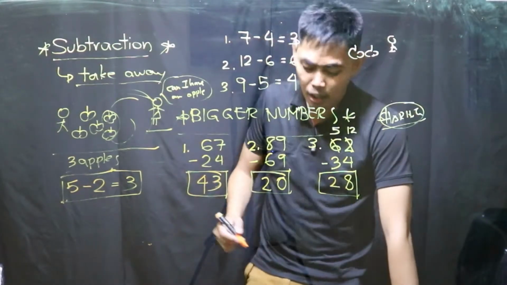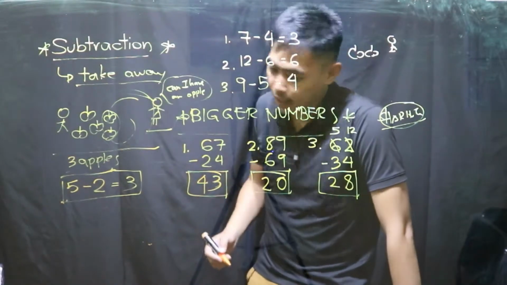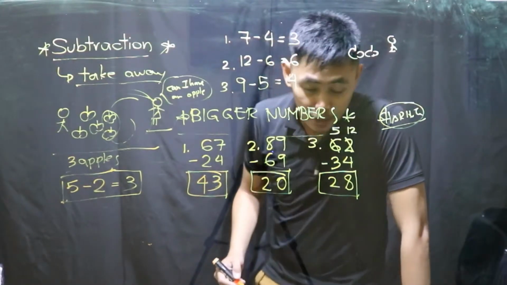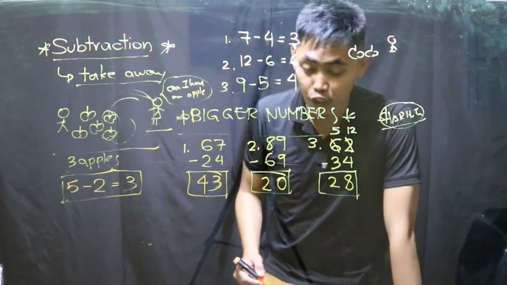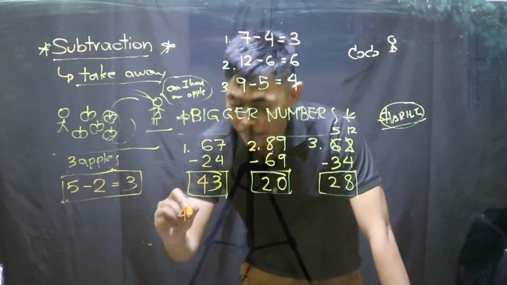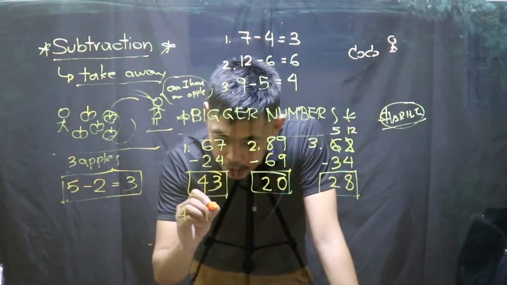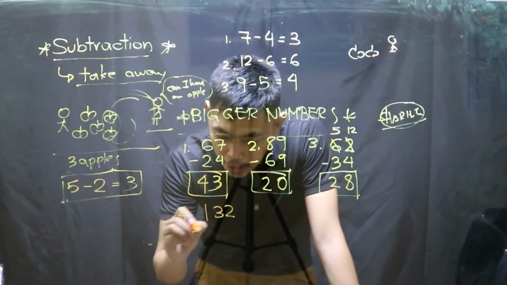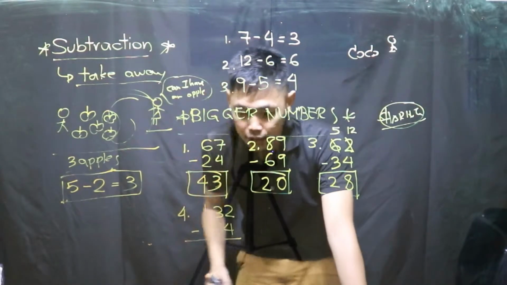Is that easy or hard or difficult or challenging? I'll say it's really, really, really easy. Okay, so number 4. Let's have a bigger number. 132 minus 64. So how do we do this?